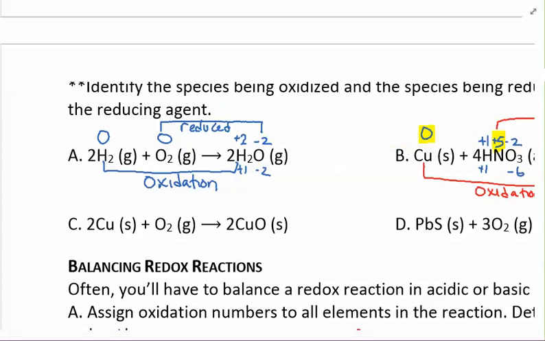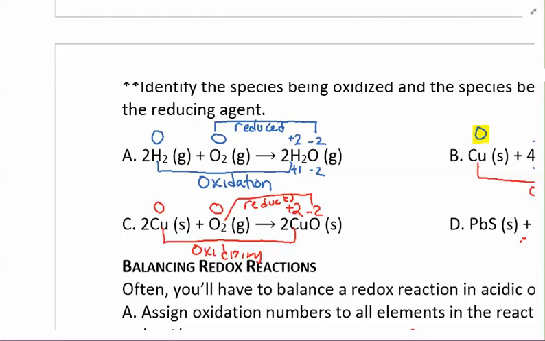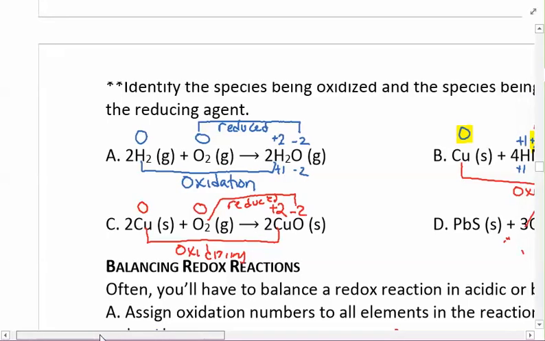Why don't you try letter C on your own? See if you can identify what's changing. So you should have ended up with copper being oxidized and oxygen being reduced. So in order for one to be oxidized, you have to have reduction. You can't have one without the other. Because what this is doing is we're transferring the electrons.